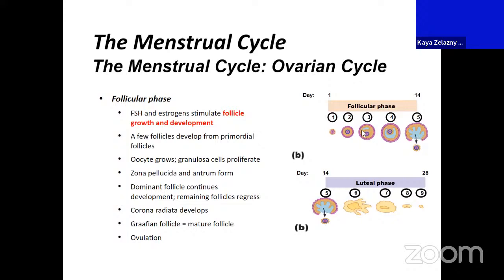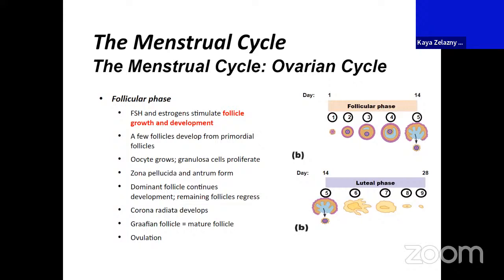So these are forming as we move through our follicular phase. We have a couple of follicles all developing at once, all receiving the signal from FSH and estrogen. They don't all grow as fast, just like if you plant a bunch of seedlings or some flowers, they don't all grow at exactly the same rate.